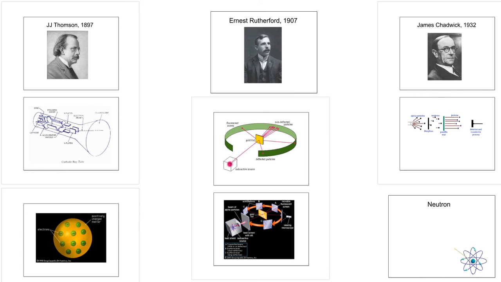We've already looked at three different historical models of the atom. First, we looked at J.J. Thomson, who, using the cathode ray tube, came up with the plum pudding model of the atom and is credited with the discovery of the electron.